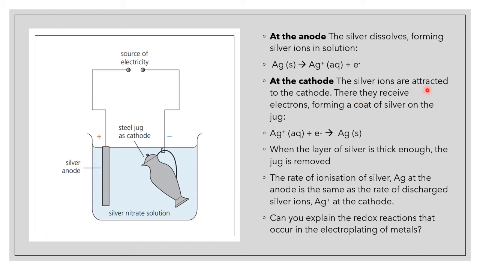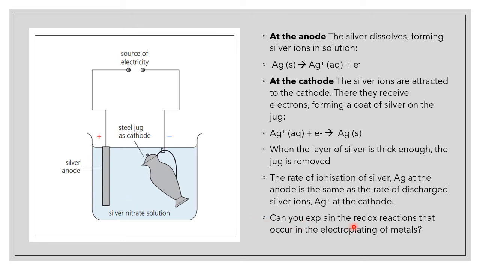The silver ions are attracted to the cathode. They receive electrons, forming a coat of silver on the jug. When the layer of silver is thick enough, the jug is removed. The rate of ionization of silver at the anode is the same as the rate of discharge of silver ions at the cathode. Therefore, the concentration of the silver ions in the solution remains unchanged.